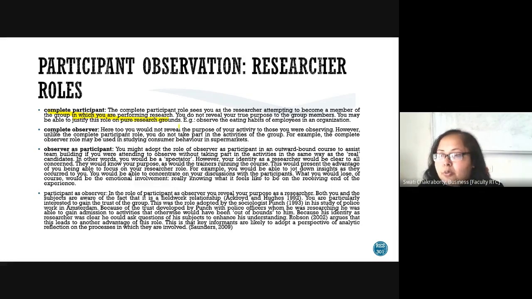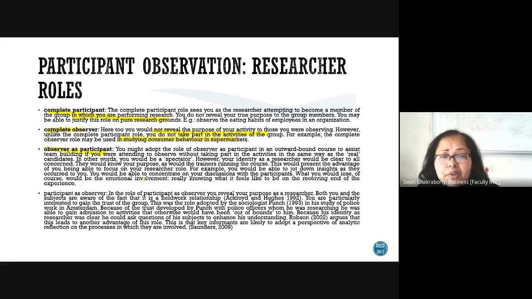You do not reveal the true purpose to the group members. You may be able to justify this role on pure research grounds, right? So, say if you want to observe the hidden habits of employees in an organization, you're also part of it, and you get to sit with them and get to know why they have that particular habit. Complete observer: here also you do not reveal your true purpose to those whom you are observing, but you do not take part in their activity. You are observing what happens, say if you're studying consumer behavior in supermarkets.